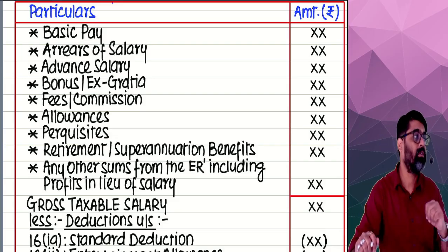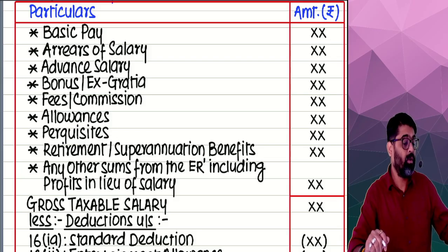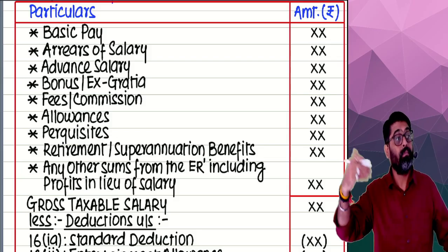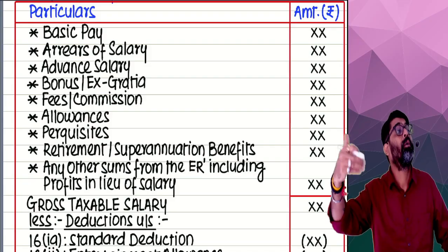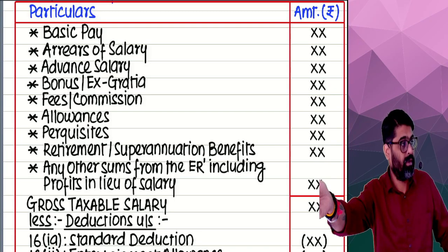The salary is always taxable on what basis? Due or receipt, whichever is earlier. So it will become due in the next year, in the month of April and May, when you will work. That time it will become due in the next year.